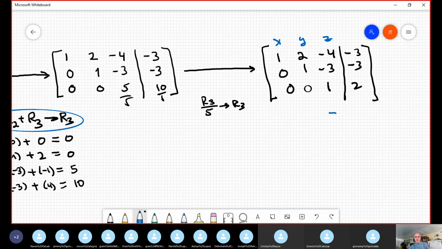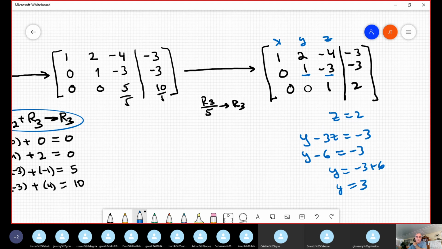Entonces es obvio que z es 2. And we're doing back substitution. Back substitution: y minus 3z equal minus 3. So this equation contains y, contains z, does not contain x. But I know that z is 2, entonces y minus 6 is equal minus 3. Y is equal minus 3 plus 6, which is 3.